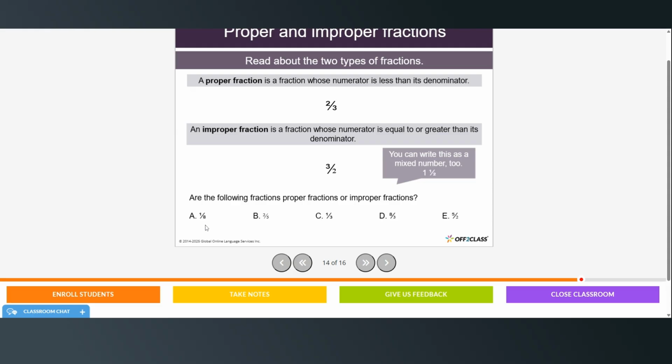So 1/8 is a proper fraction. 2/5 proper. 1/3 proper. 8/3 improper. And 5/2 improper.